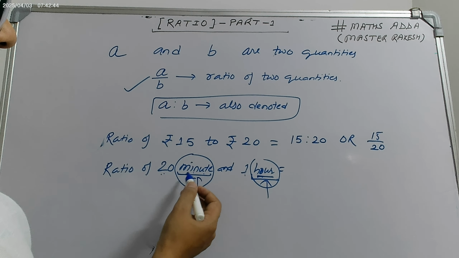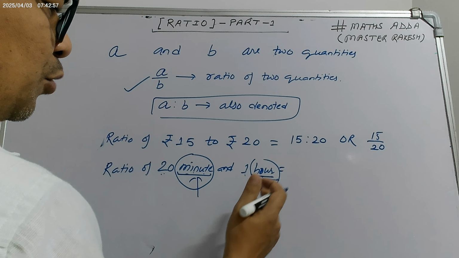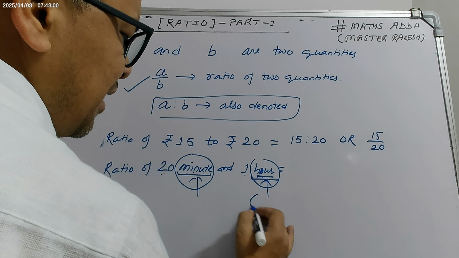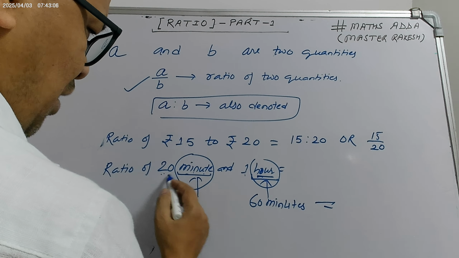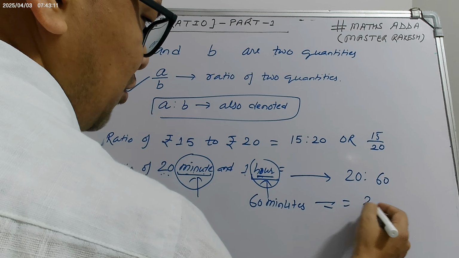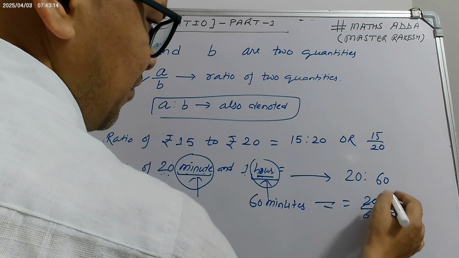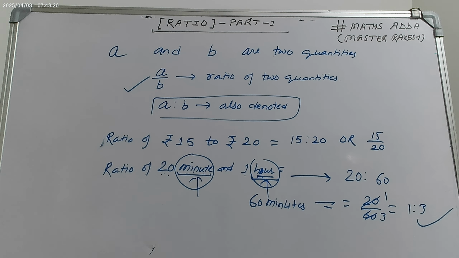So minutes have to be converted into hours, or hours converted into minutes. Once you convert, only then can you get the ratio. So 1 hour is how many minutes? 60 minutes. Now the ratio becomes 20 ratio 60. You can solve it: 20 upon 60, 20 ones are 20, 20 threes are 60, so 1 ratio 3. This is 1 ratio 3 for the minutes.